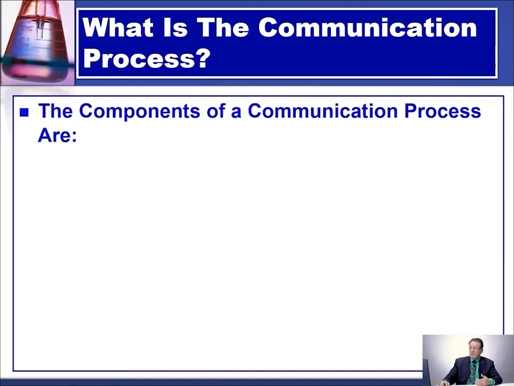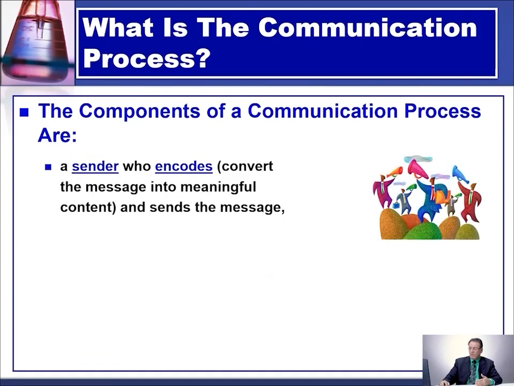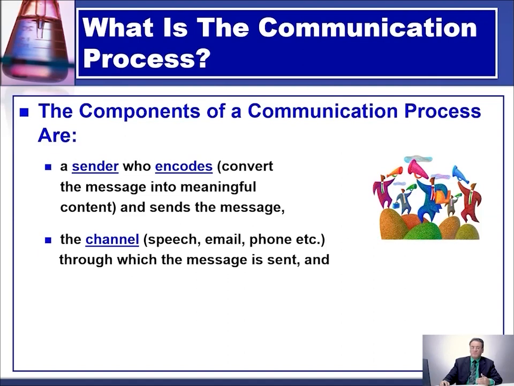What is the communication process? The components of a communication process are a sender who encodes and sends the message. Encodes means converting the message into meaningful content, like by writing it down or speaking it. Then there is the channel that the sender uses in order to send the message. It could be speech, email, phone. So the channel is how the message is sent.